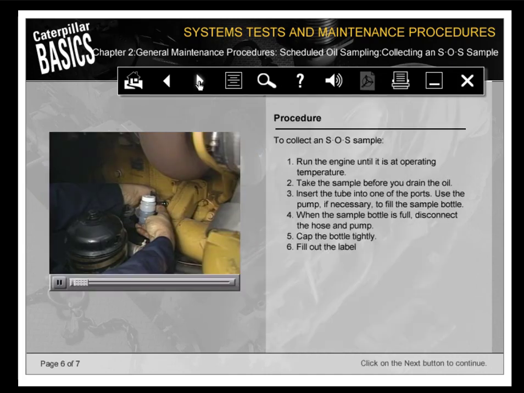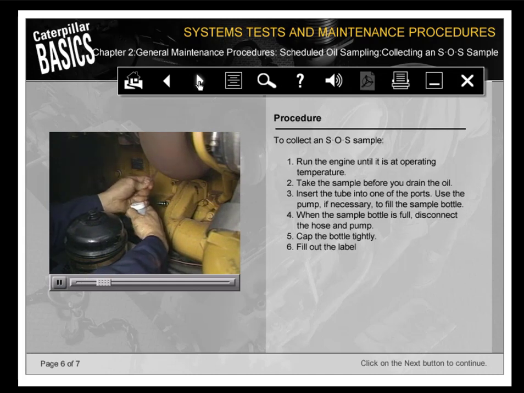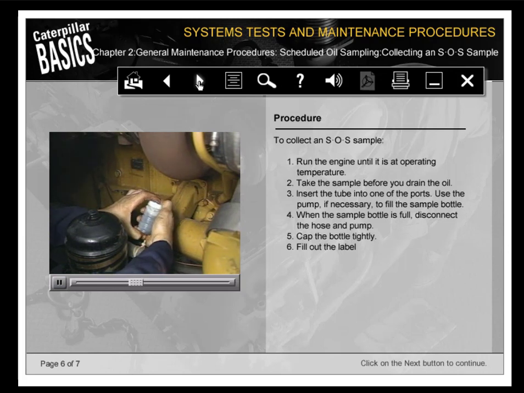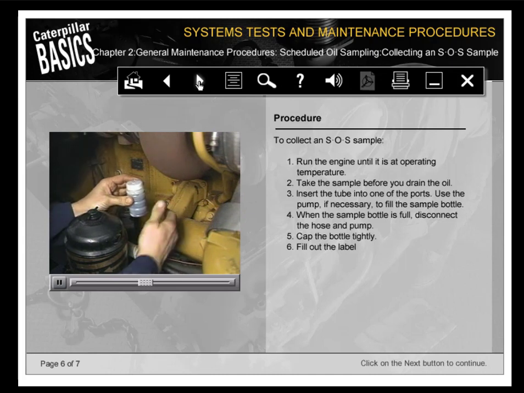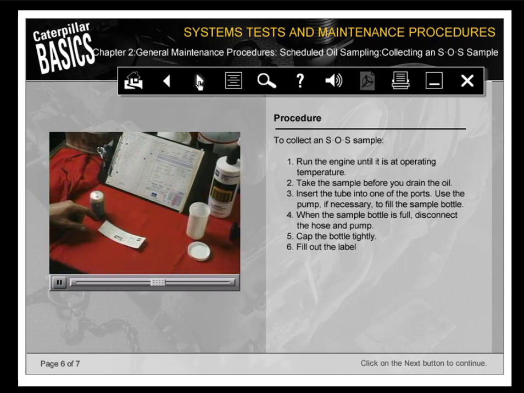To collect a sample, insert the tube into one of the ports. Use the pump if necessary to fill the sample bottle. When the sample bottle is full, disconnect the hose and pump. Cap the bottle tightly.